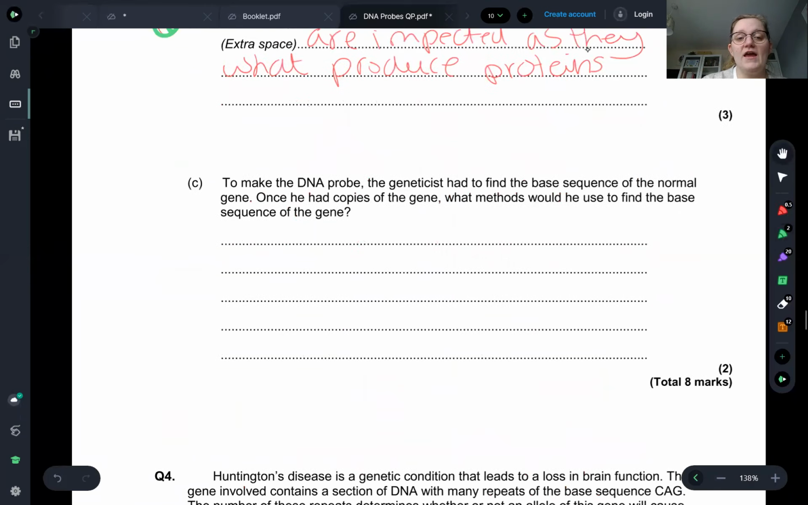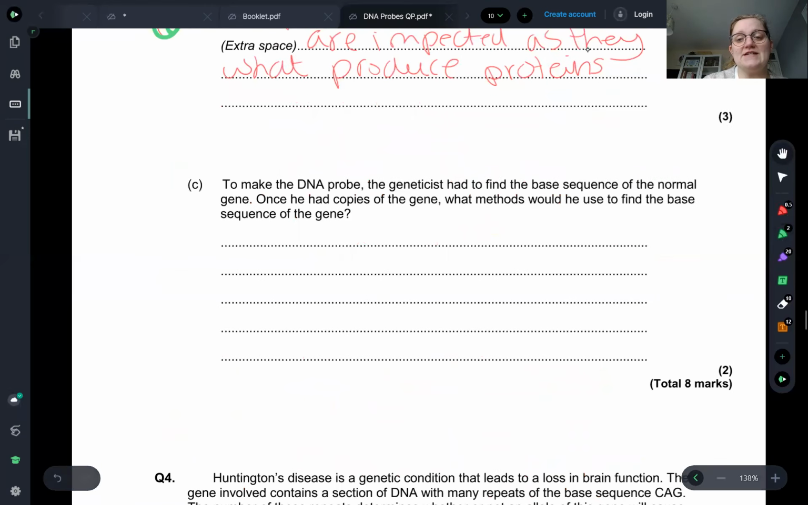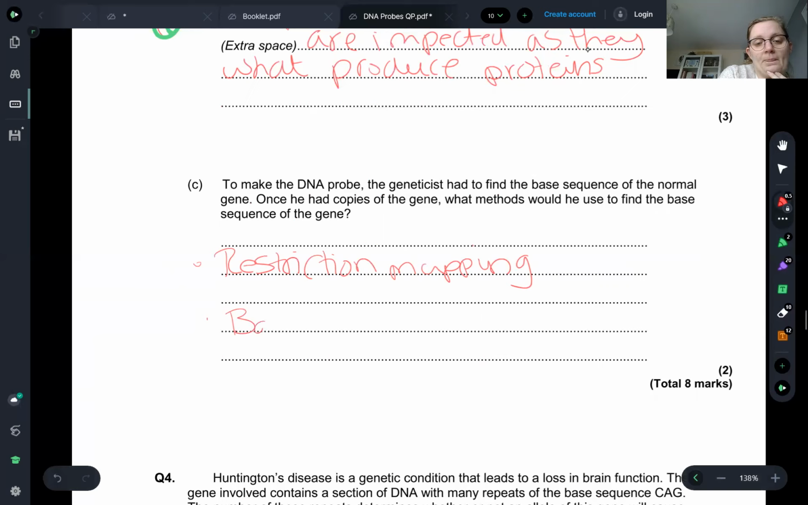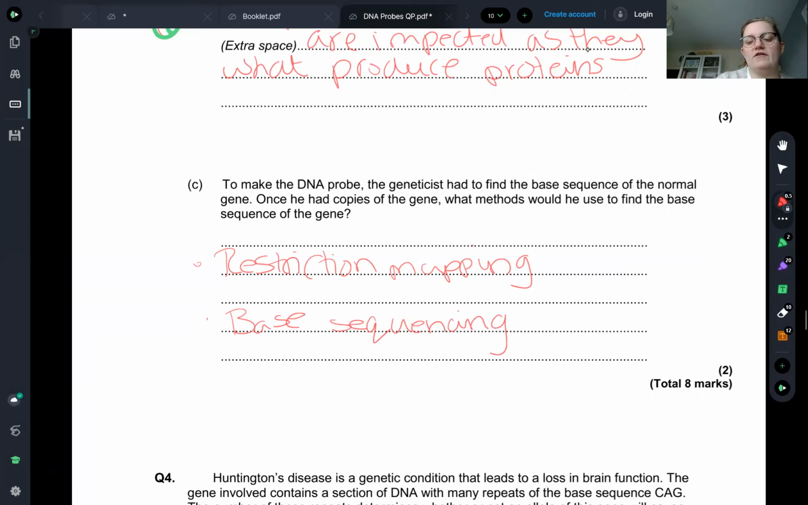And then finally, to make the DNA probe, the geneticist had to find the base sequence of the normal gene. Once he had copies of the gene, what methods would he use to find the base sequence of a gene? There's a couple that we've talked about. We've looked at restriction mapping. If you're not sure what restriction mapping is, have a look back at a couple of the videos. Or we could use base sequencing of fragments. If we did base sequencing of fragments, you would need to name some methods of that as well.